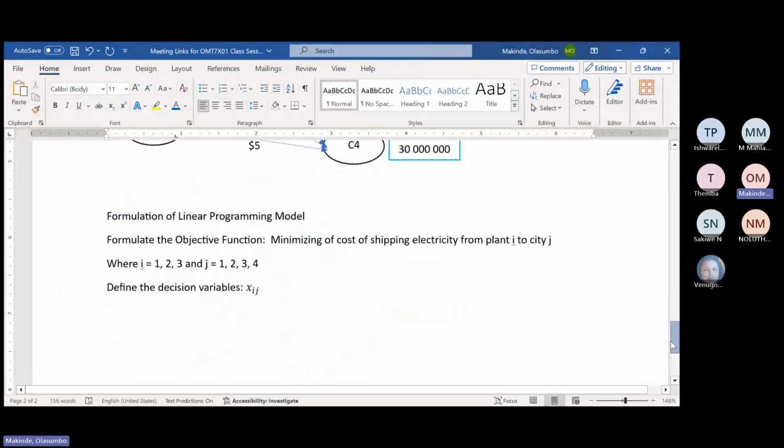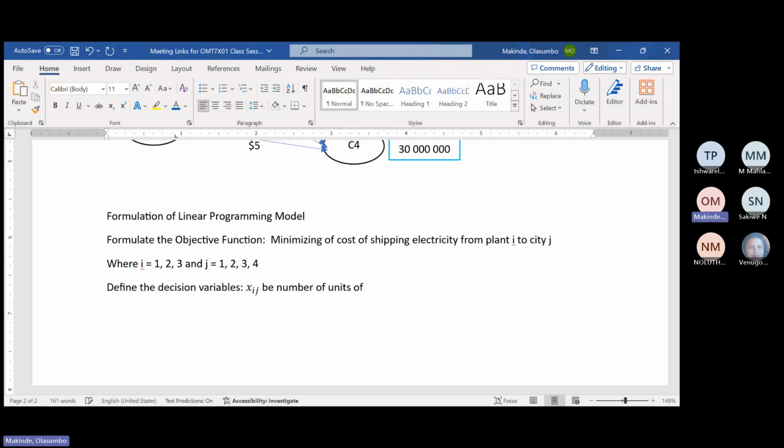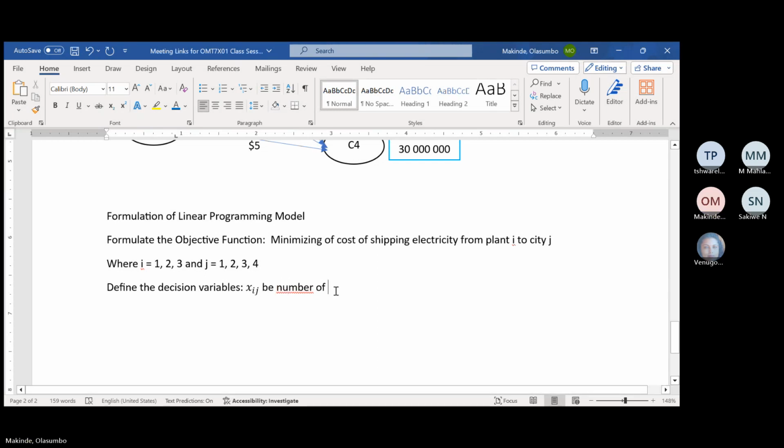But I want to define it first. So I will now say let Xij be the number of millions, because don't forget everything is in millions. Number of million kilowatt hour of electricity.